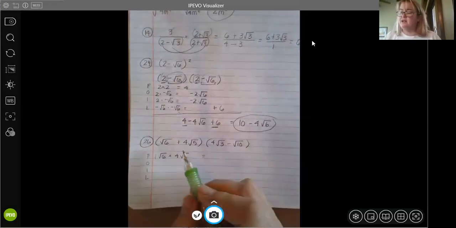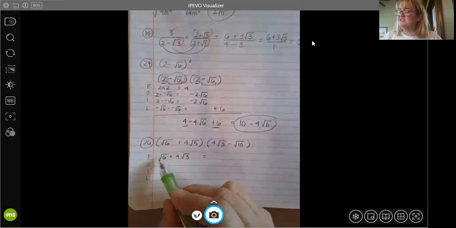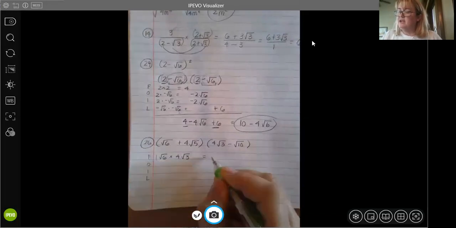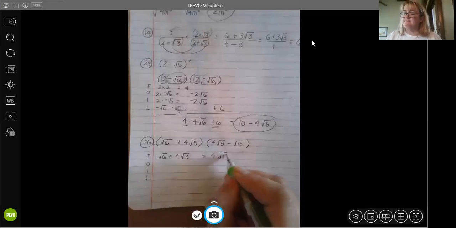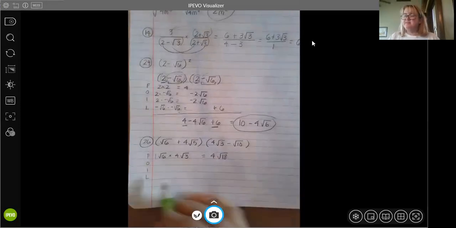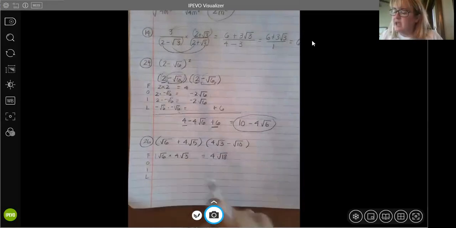So let's multiply our coefficients first, which would be 4. And then the square root of 6 times the square root of 3 would be the square root of 18. And this can be simplified, but we're going to do that at the end. Okay, outer.